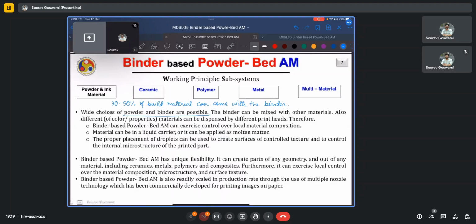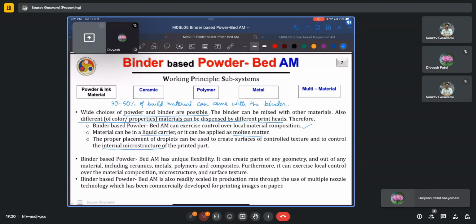Again, the different color or property materials can be dispensed by different print heads. This gives us a lot of versatility for printing, say, functionally graded materials or FGMs. Again, the binder-based powder bed AM can exercise control over the local material composition. The material can be in the liquid carrier or also in a molten state. And the proper placement of drops can be used to create surfaces of controlled texture and to control the internal microstructure of the printed part.